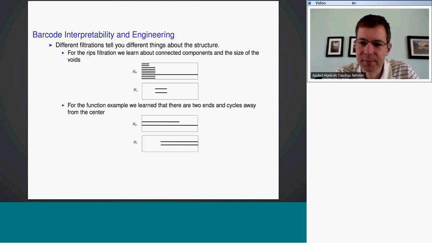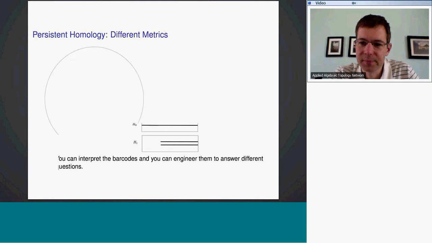For another example, for the filtration by centrality or eccentricity, I learned that the 2-cycles are far away from the center. So they're born when I'm still relatively far out, before the compound is completely connected. If I look at H0 to see when these circles are born, I see that the cycles happen before the compound itself has completely connected up. So they're far away from the center. Barcodes, and you can also engineer barcodes to answer different questions or extract different kinds of information from the compounds.